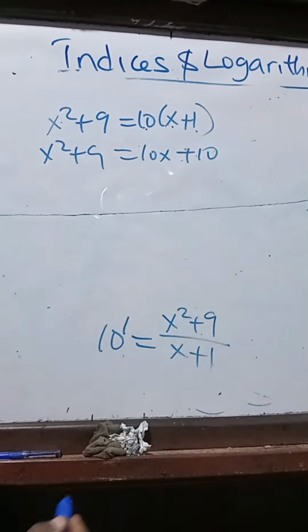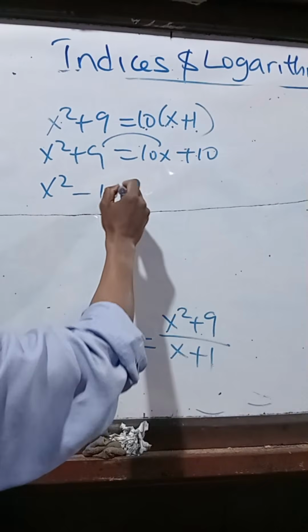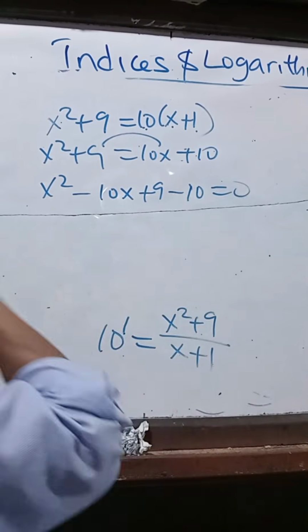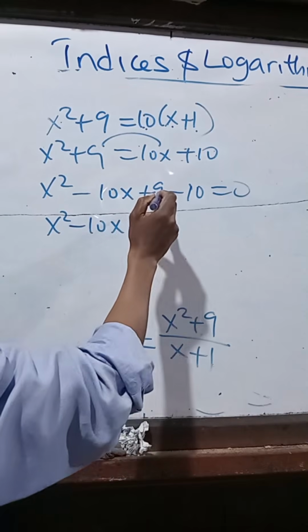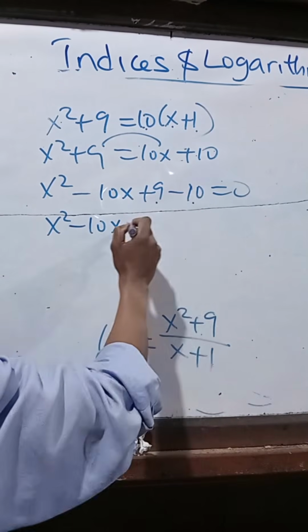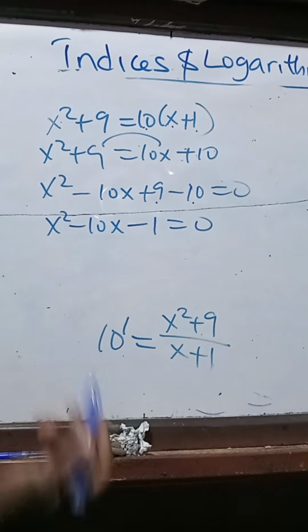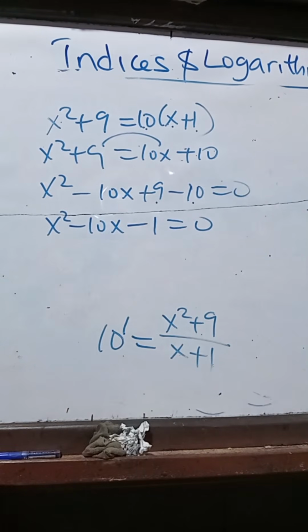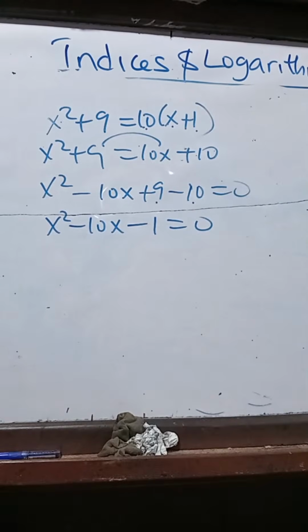Collect like terms. So we have x squared, move this one to this side, that's minus 10x, plus 9 minus 10 equal to 0. So we now have x squared minus 10x plus 9 minus 10, that's minus 1, equal to 0. Then we can factorize this, or we can apply the quadratic formula to solve that equation.